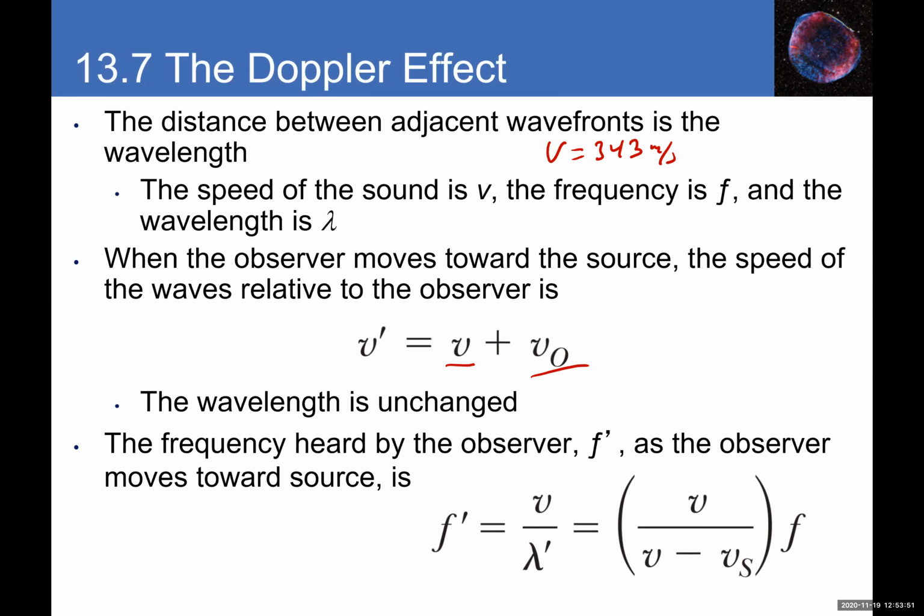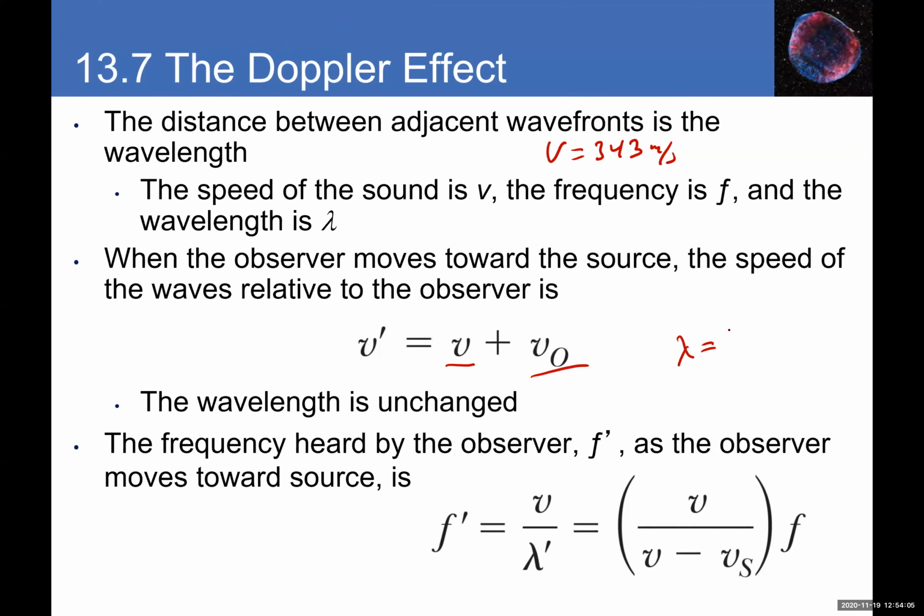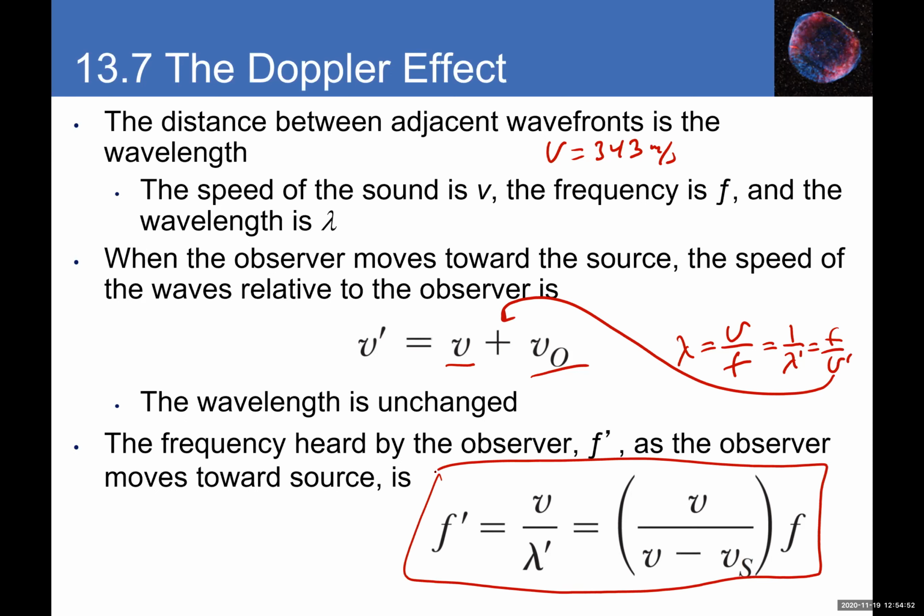So F prime equals V over lambda prime. If we rearrange this, using the equation where lambda equals velocity over the frequency, then 1 over lambda prime becomes frequency over the velocity prime. Velocity prime is V plus V naught. But since you're changing here, it becomes V minus Vs, because this is for the source rather than for the observer. In any case, the frequency heard by the observer, F prime, as the observer moves toward the source is given by this equation. That means you can use this equation to calculate the observer moving toward the source.